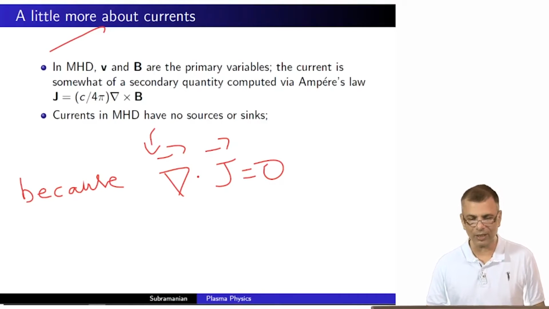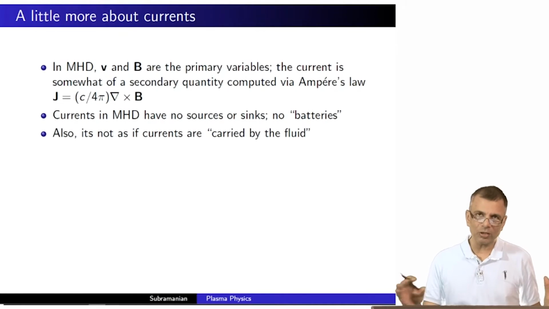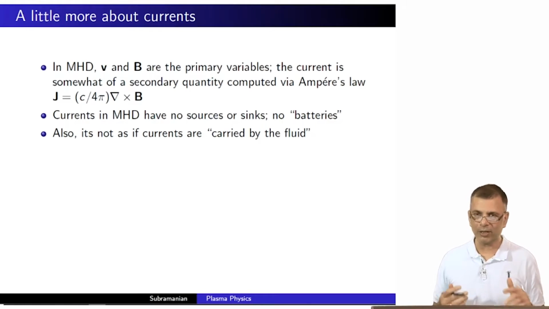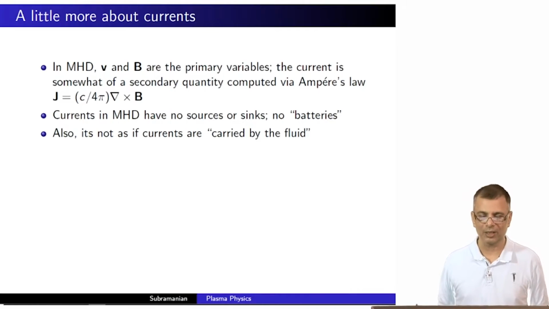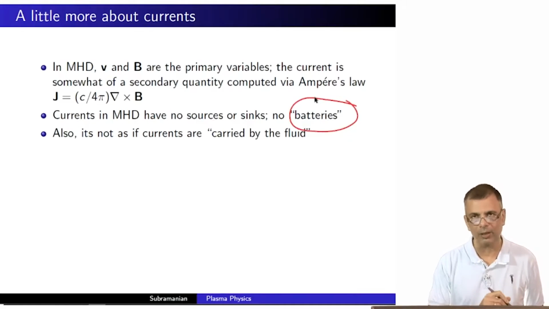So, this is a strange thing, and in other words, there are no batteries. Okay. A battery is a source and a sink of current, isn't it? The positive terminal of the battery is a source of current, and the negative terminal of the battery is a sink of current. There are no sources or sinks in MHD. There are no batteries. Very important.